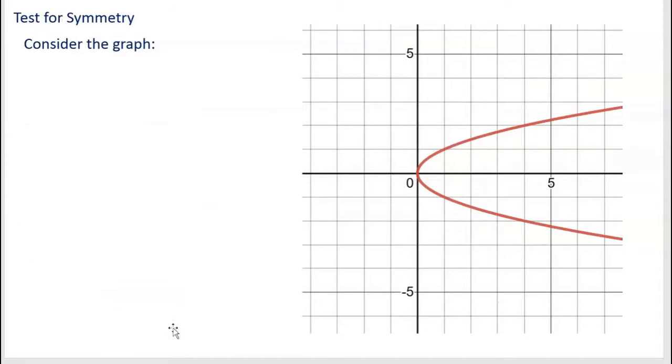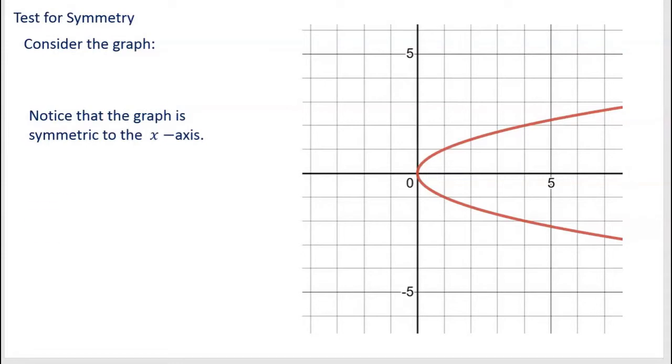Now let's look at another shape of a graph. Where would I put the mirror along the axis here? Well, it looks like if I put a mirror right there along the x-axis, we would have a reflection through it. So this particular graph has x-axis symmetry. You would say that this particular graph is symmetric to the x-axis.